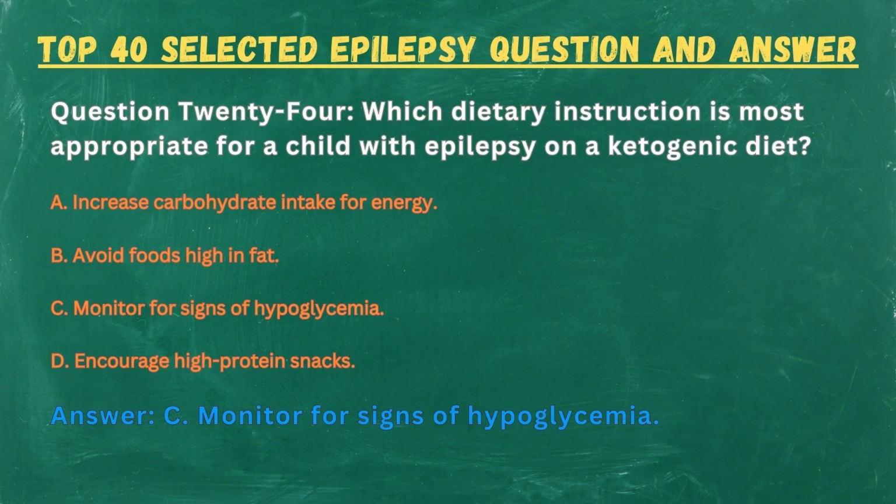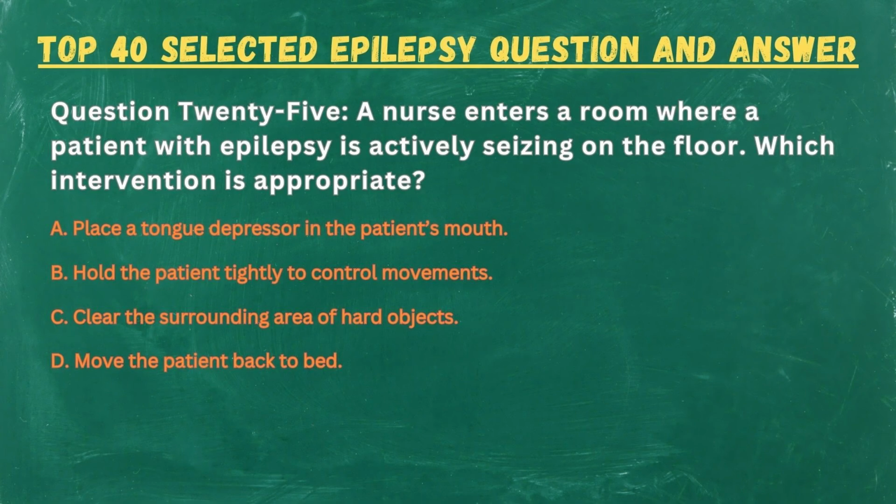Answer: C. Monitor for signs of hypoglycemia. Question 25. A nurse enters a room where a patient with epilepsy is actively seizing on the floor. Which intervention is appropriate? A. Place a tongue depressor in the patient's mouth. B. Hold the patient tightly to control movements. C. Clear the surrounding area of hard objects. D. Move the patient back to bed.